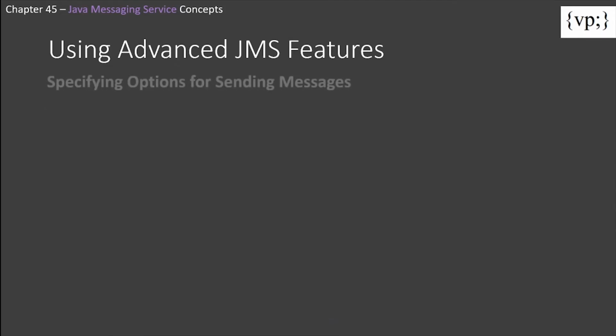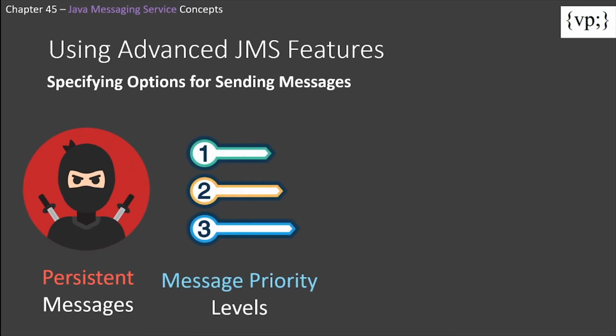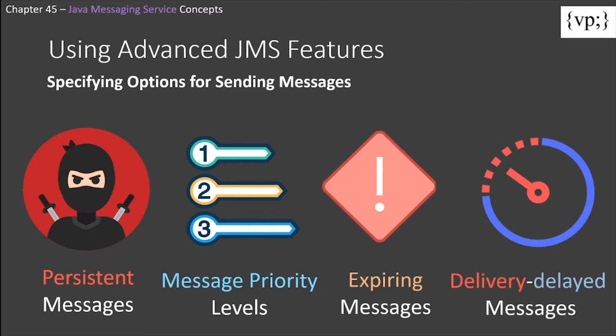So to specify options for sending messages, there are 4 options you can specify when sending a message. There are persistent messages, which mean that they must not be lost in the event of a provider failure. Message priority levels, which affect the order of which messages are sent. Expiring messages, which make sure that old messages are not sent. And delivery delayed messages, which send the messages after a certain time.